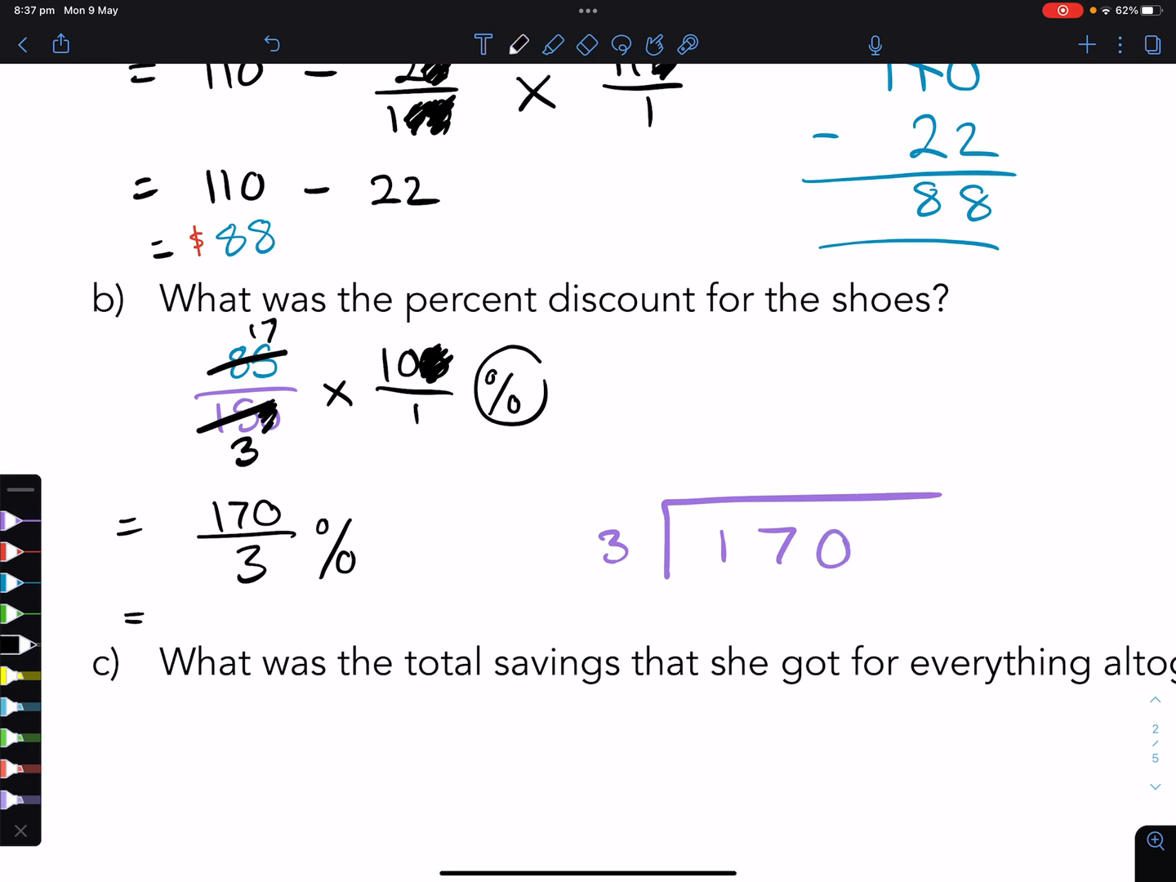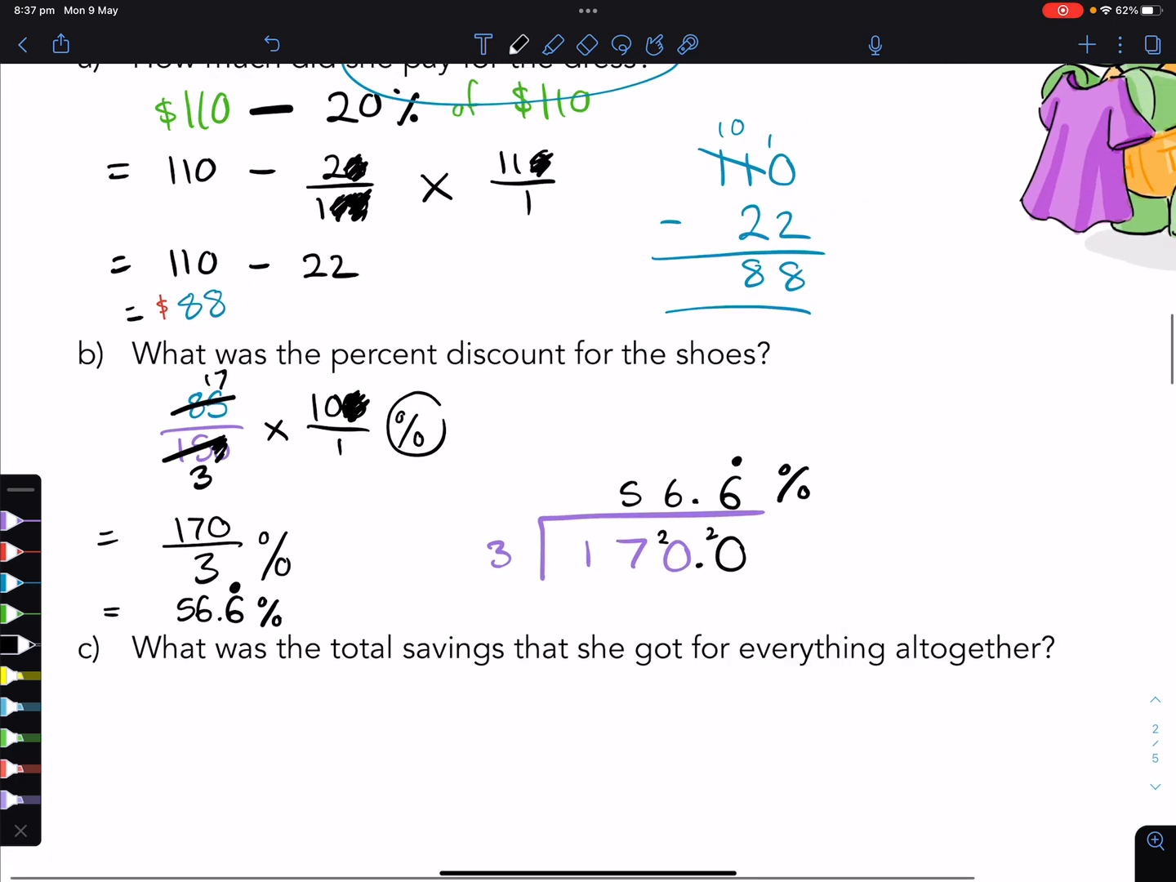So let me just quickly do that in short division, which would be how many times does 3 fit into 170? So 3 doesn't go into 1. 3 goes into 17 5 times with 2 remainder. 3 goes into 20, 3 times 6 gives me 18. So it looks like I'll have 6 recurring. So that'll be 56.6%, and that's a recurring number, so I'll put a dot above it. Percentage discount for the shoes.